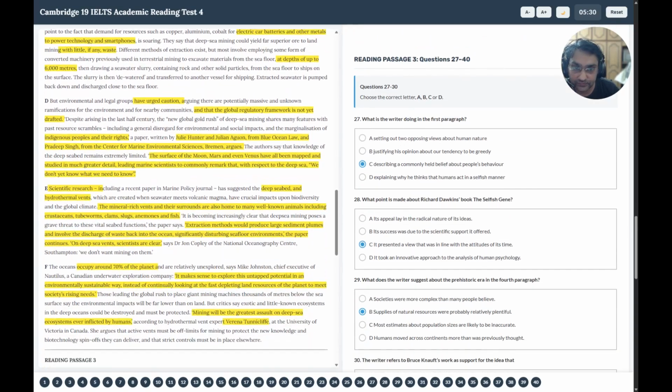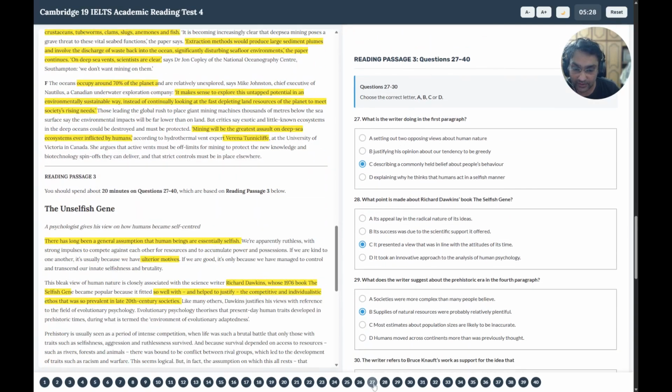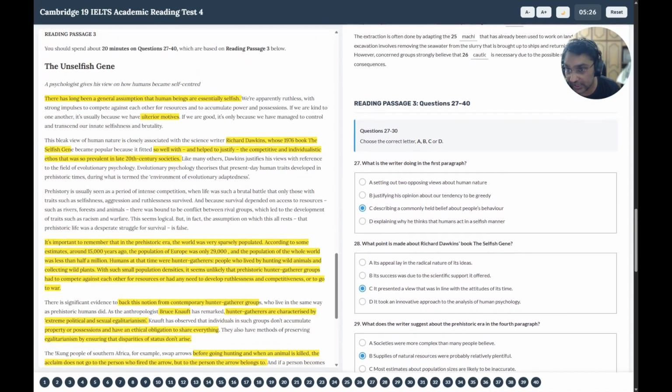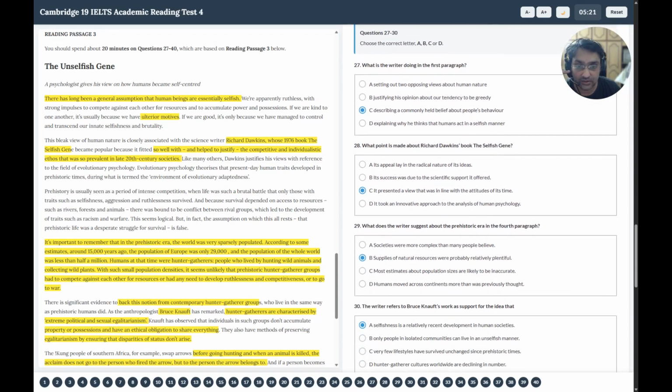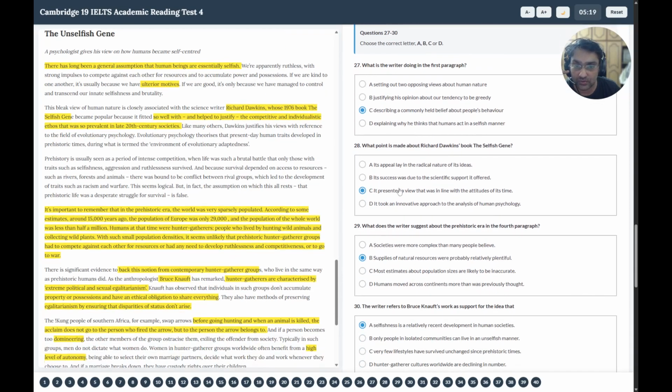27 to 30. What is the writer doing in the first paragraph? How would I know? By reading it. Describing a commonly held belief, a general assumption. Made about Richard Dawkins' book, presented a view that was in line with the attitude at this time, to justify and are so prevalent. Yes.